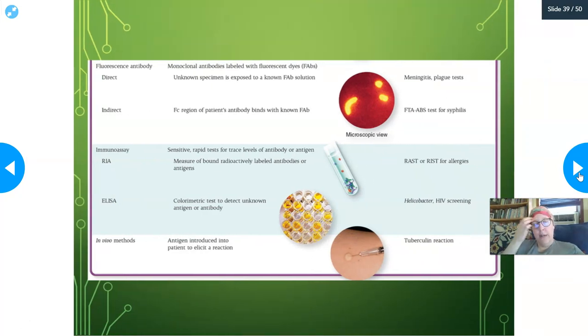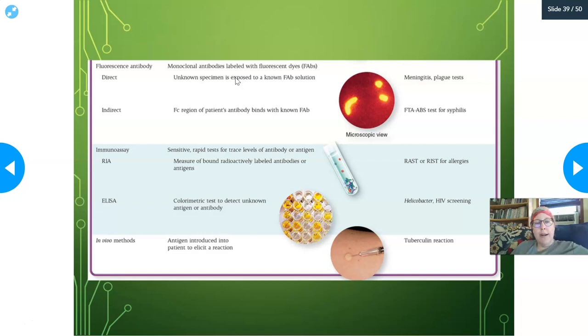And then the fluorescent antibody, so again, direct and indirect. With a fluorescent antibody, you're using a monoclonal antibody. It means it's very specific to the one thing you're looking for, and it's tagged with a fluorescent dye. Direct testing, you are testing an unknown specimen with known antibodies. And indirect testing, you are using an antibody to an antibody. I'm going to explain that in a second.